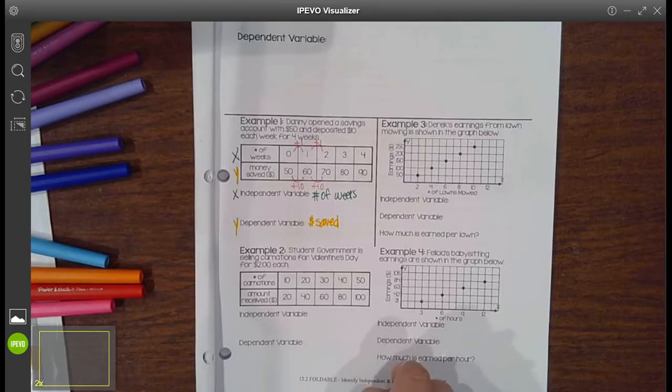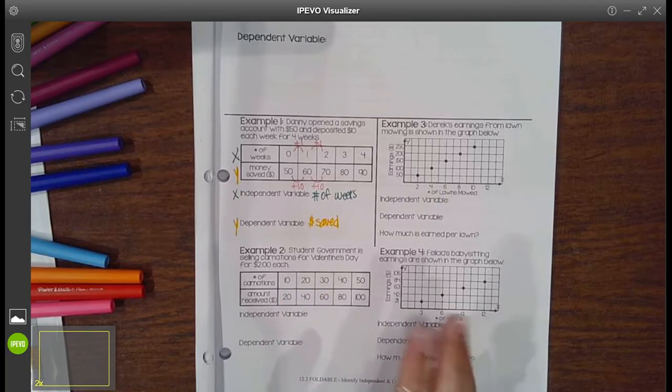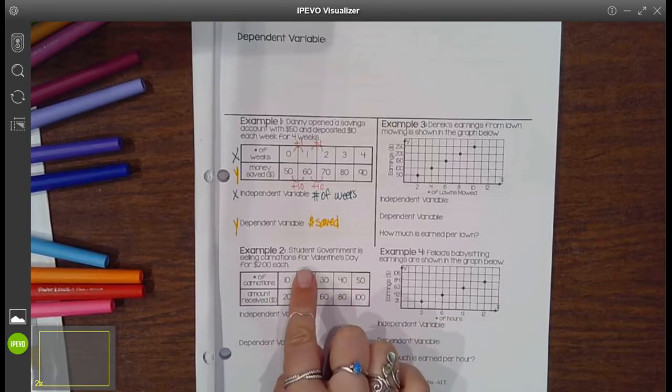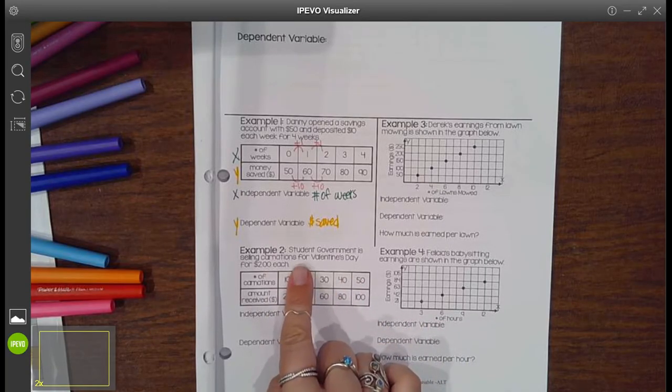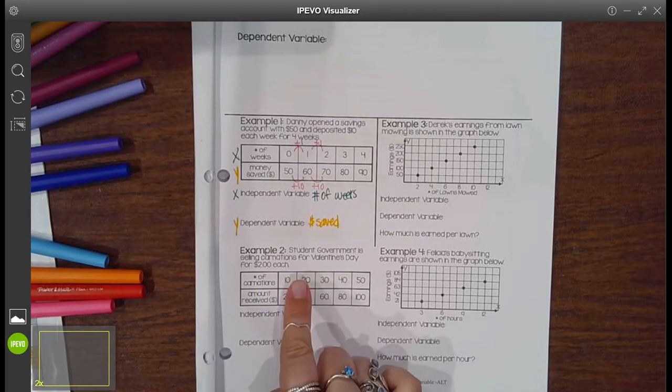So did you try saying the phrase "blank depends upon blank"? How much money you've received depends upon the number of carnations you sell. And you're like, well, how do you know that's what I was talking about? Don't just look at the table, look up at the problem above it too. It says student government is selling carnations for Valentine's Day for $2 each.